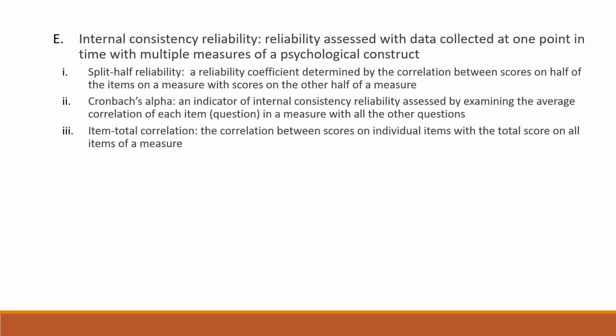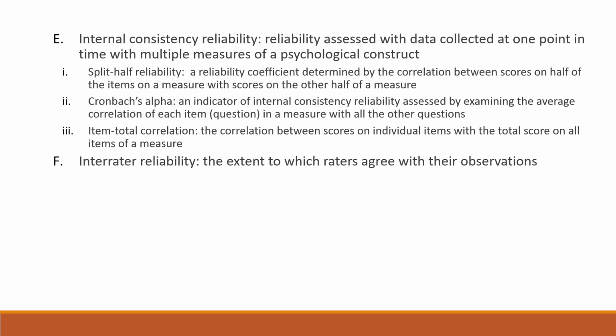If something doesn't correlate, maybe it's just question 2 or just question 3, that question should typically be removed to increase the reliability of that measure. We also have inter-rater reliability, which is the extent to which raters agree with their observations. So 2 people measure something and then meet up afterwards to make sure they have similar results.